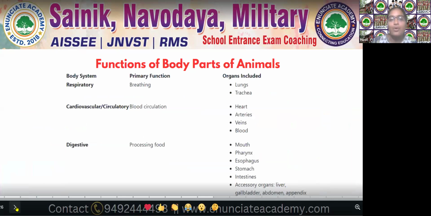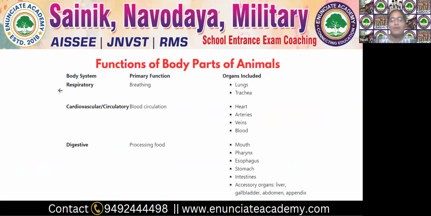Now we learn about different body parts or different systems in our human body. The first one is the respiratory system. What is the primary function of the respiratory system? We can breathe with our respiratory system. We inhale and exhale oxygen and carbon dioxide with our breathing system.